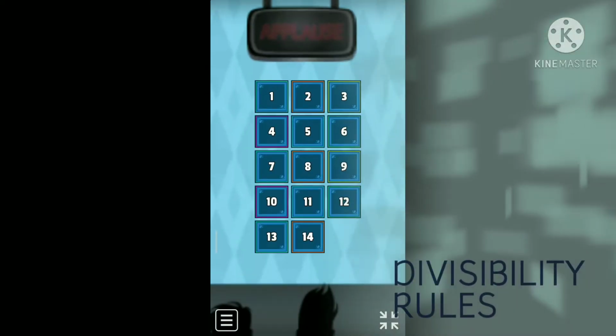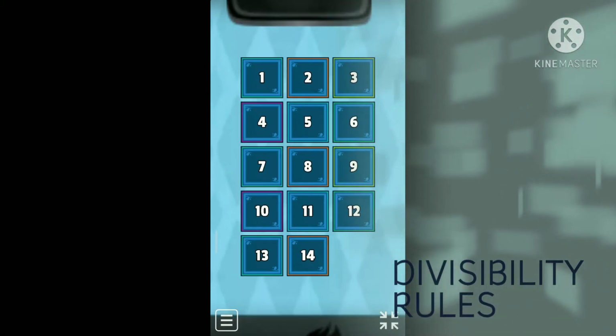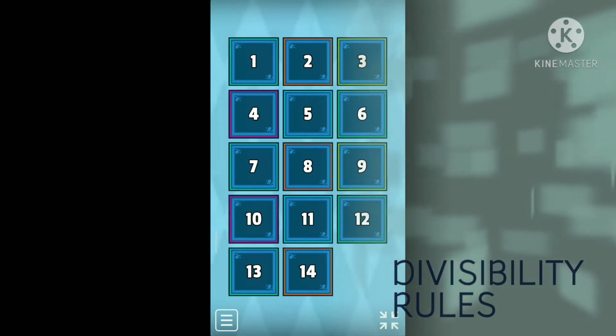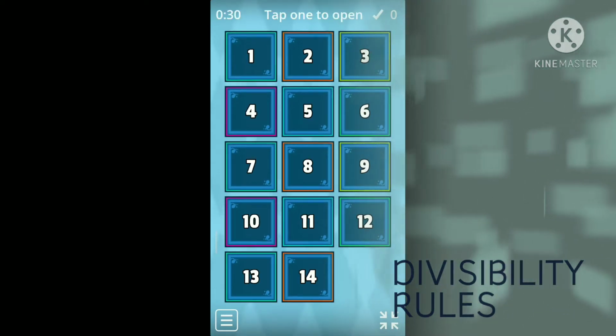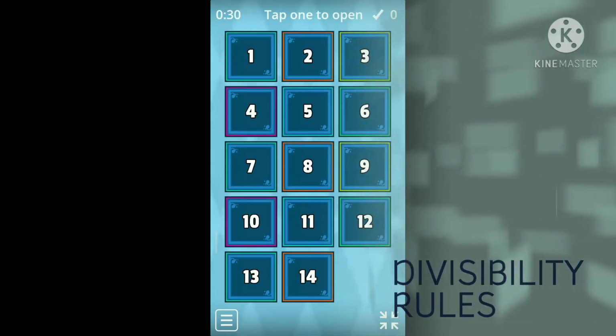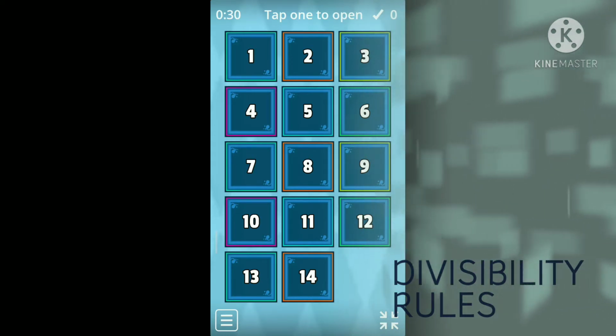My dear students and learners, I am going to discuss some problems on the basis of the divisibility rules. By this activity, we can easily understand the concept of the divisibility rule. Let us see here.